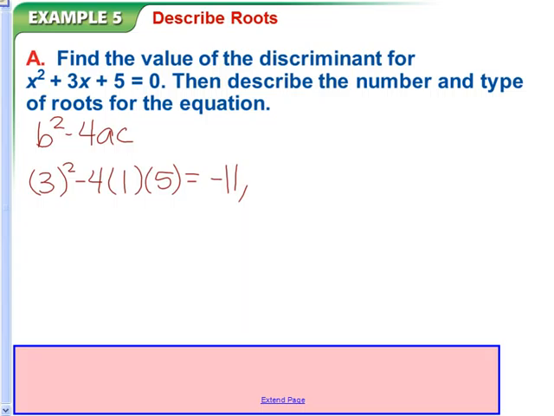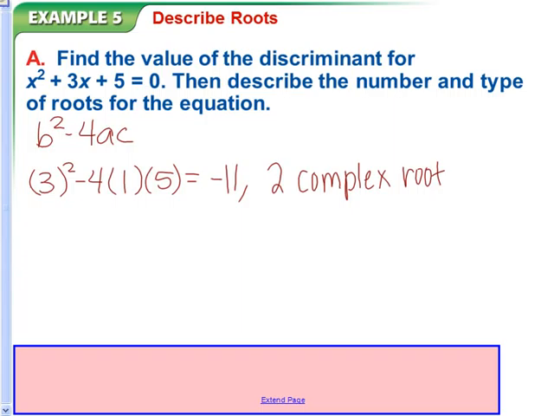Well, the discriminant is what we need to take the square root of. So if you take the square root of a negative number, you're going to end up with an imaginary number or a complex root. So this has 2 complex roots. And again, we know that from that table that we wrote down at the beginning of the lesson.